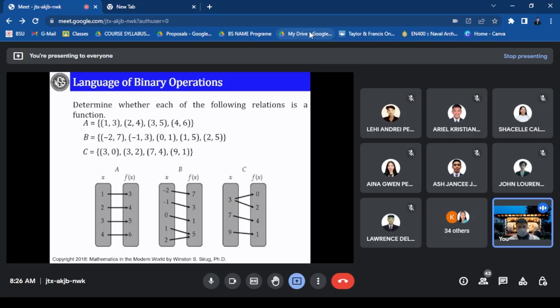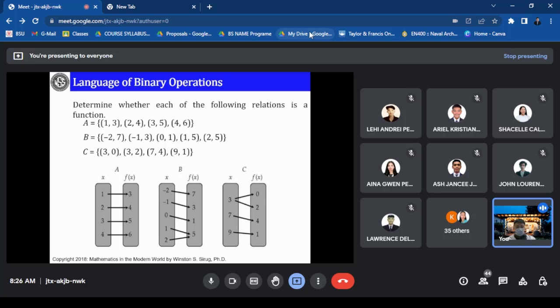So, determine whether each of the following relations is a function. We have A: (1, 3), (2, 4), (3, 5), and (4, 6). If we map it in sets, we have the x coordinates and the function of x. So 1, 2, 3, 4, and the function of x is 3, 4, 5, 6. So all of them are straight.